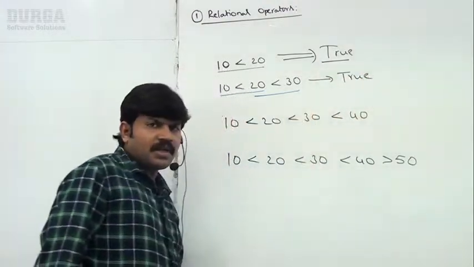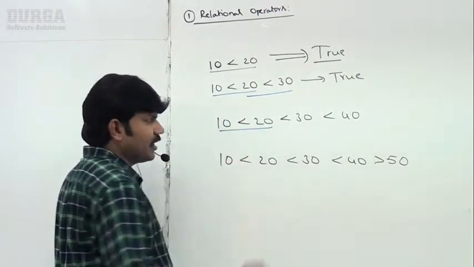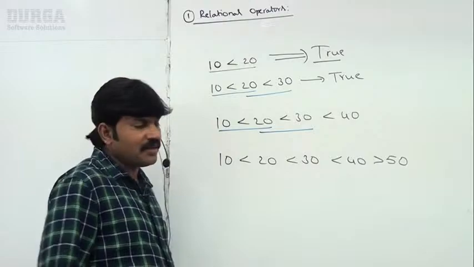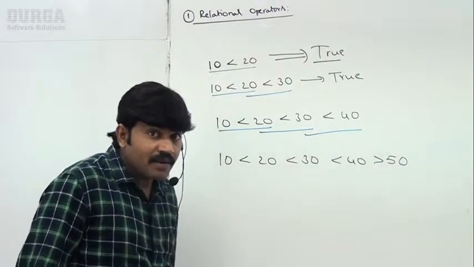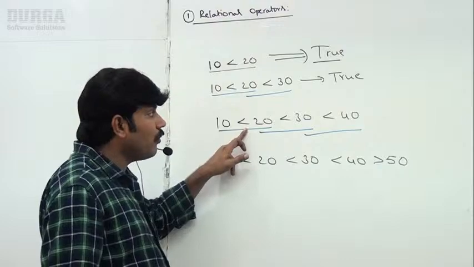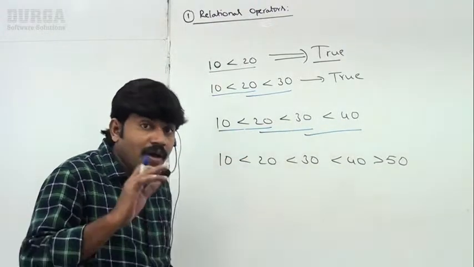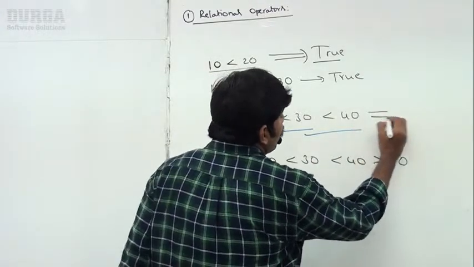Next, the same. How many comparisons are there? 10 less than 20, first comparison. 20 less than 30, second comparison. 30 less than 40, third comparison. Total 3 comparisons. The first returns true, the second returns true, the third also returns true. If all comparisons return true, then the result is always true.